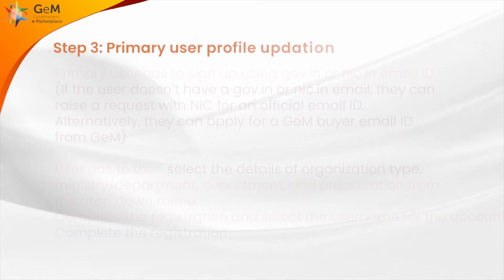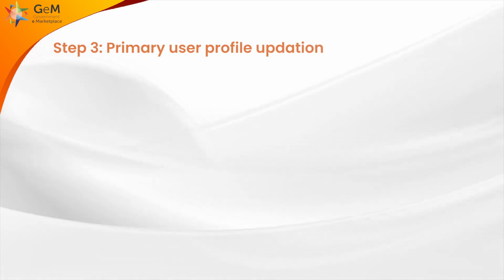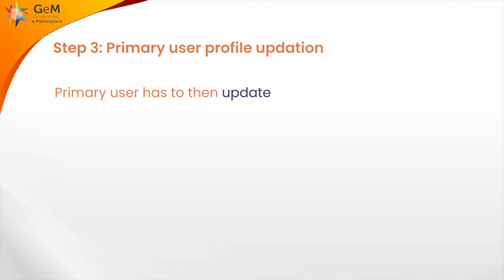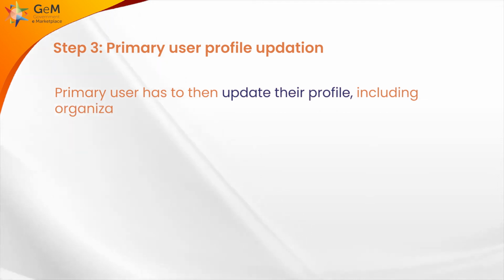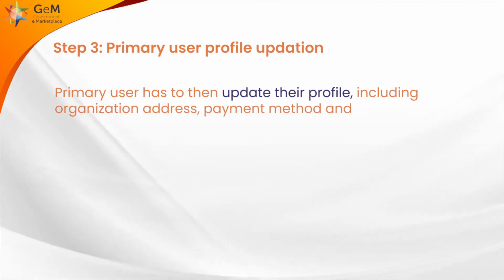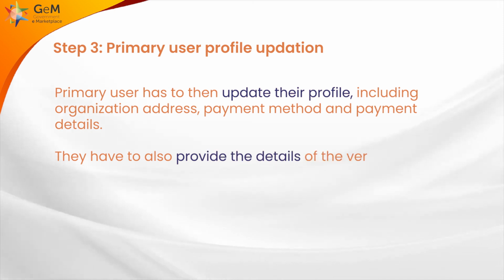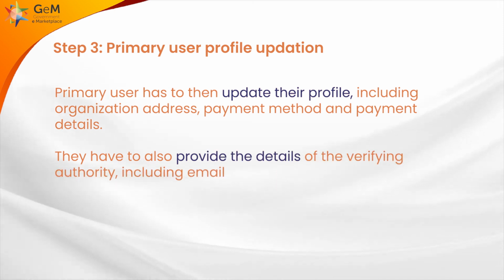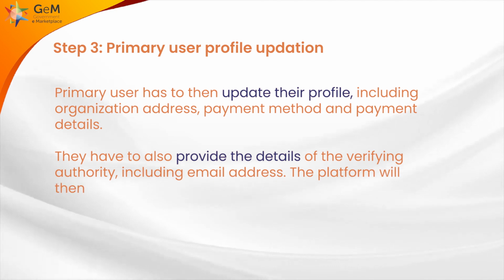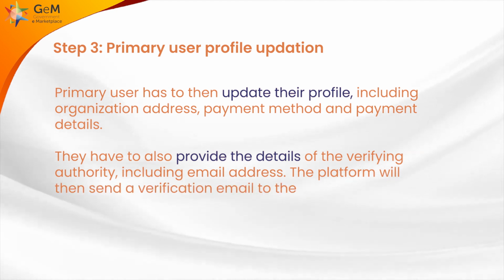Step 3. Primary user profile updation. Primary user has to then update their profile, including organization address, payment method, and payment details. They have to also provide the details of the verifying authority, including email address. The platform will then send a verification email to the authority.